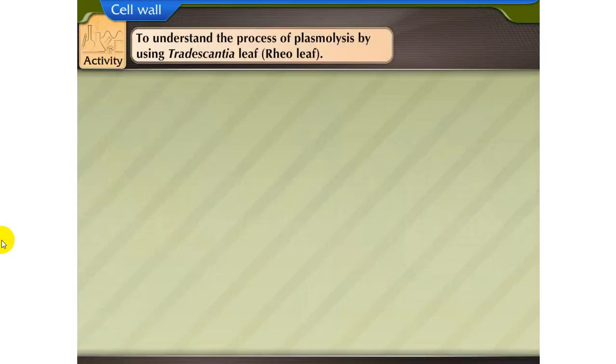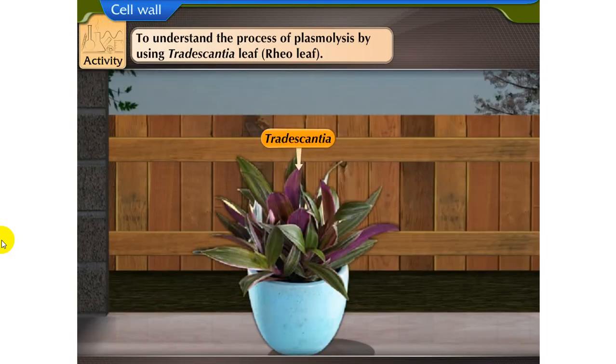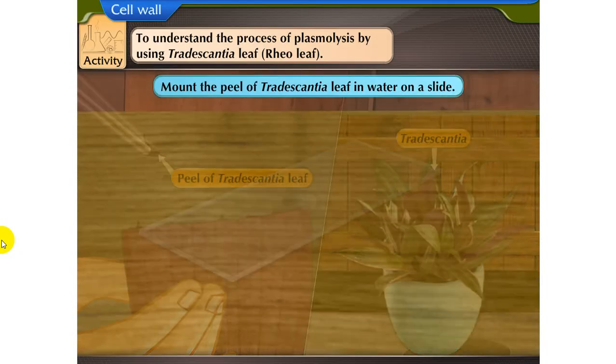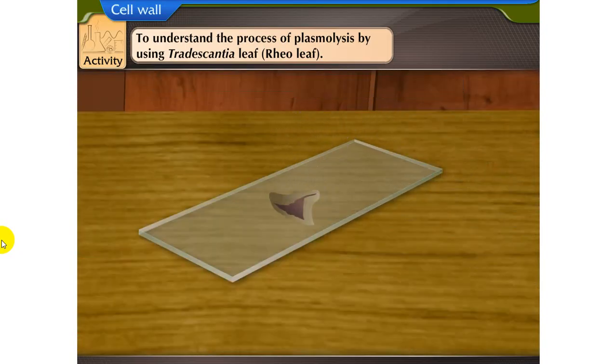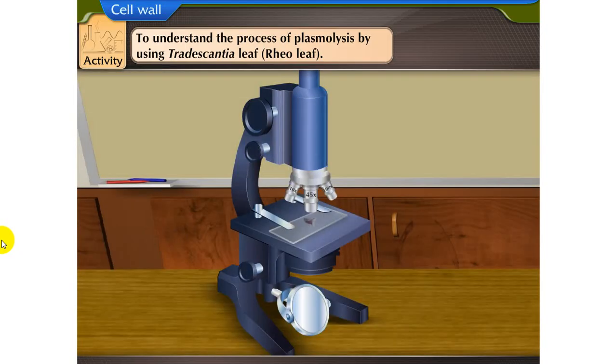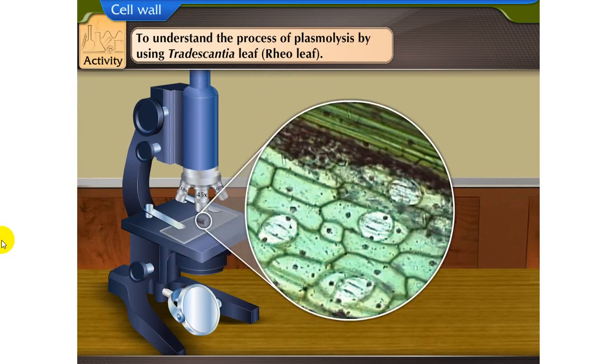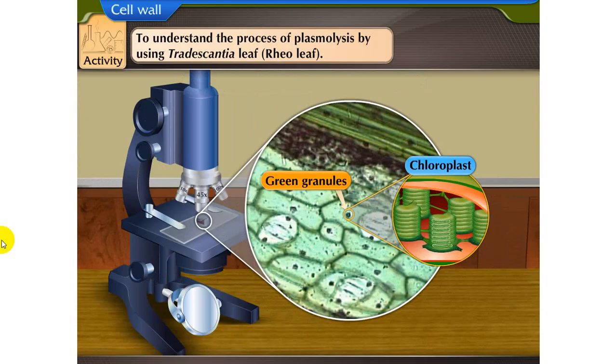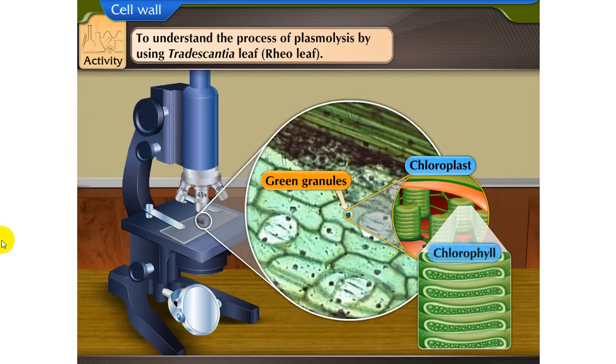Activity. Let us understand the process of plasmolysis by using a Tradescantia leaf, Rhoeo leaf. Mount the peel of the Tradescantia leaf in water on a slide. Put the slide under high power of the microscope and observe the leaf cell. During observation, small green granules are noticed in the cell. These green granules are called chloroplasts. They contain green substances called chlorophyll.